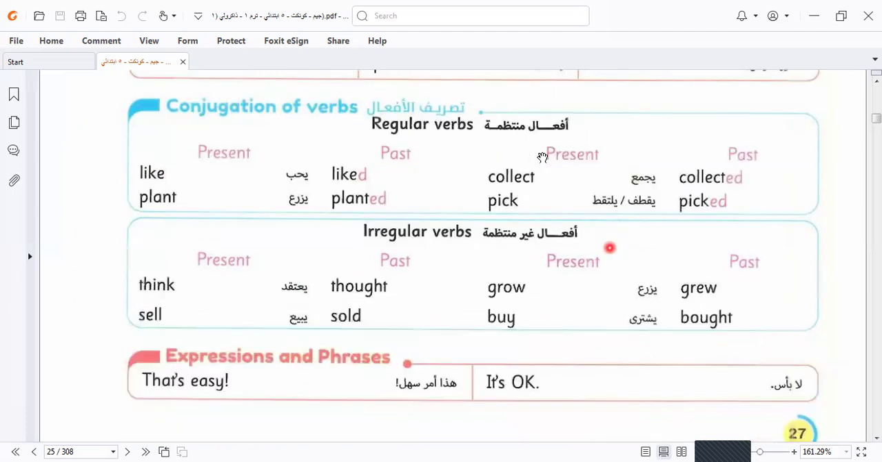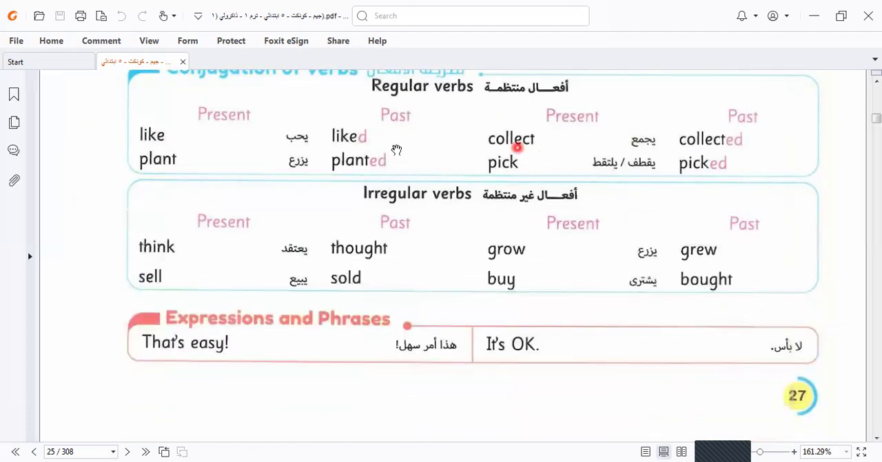We have regular and irregular verbs. I will repeat it again. Regular, we add ed to the verb, and irregular, the verb changes. And as we told before, you must keep the regular verbs very well to answer the description correctly. Okay? Here we have think, the past of think, thought, see, sold, draw, grew, buy, bought.